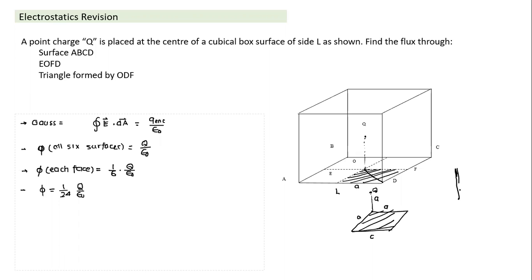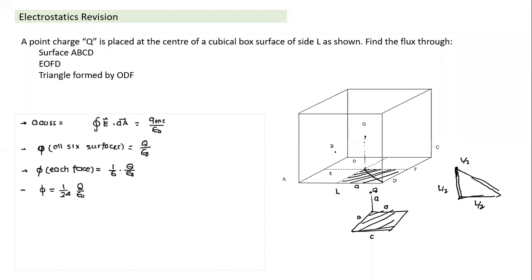The triangular shape will be something like this. In the original dimension, this was L by 2, this also L by 2. This is a triangle with sides L by 2, L by 2, as I'm looking from the top. And where is the charge placed in this triangle? The charge is placed above, at a height of L by 2, vertically above one of these two vertices where the equal sides meet the base, not above this one. It is above this point or this point. That flux will be Q by 48 epsilon naught.